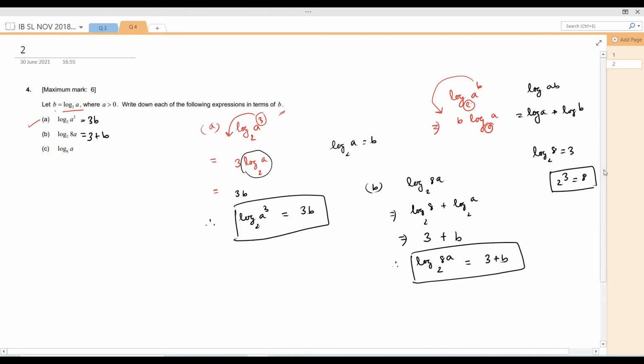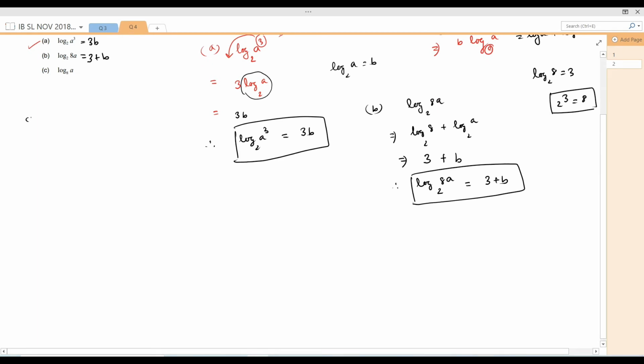Now the last problem, part c, that is log base 8 of a. Here we need to implement the chain rule for logs, and the chain rule is like this: log base 2 of a divided by log base 2 of 8. With the base we are considering, we just need to divide by the log of the base. So basically this is equal to log base 8 of a.